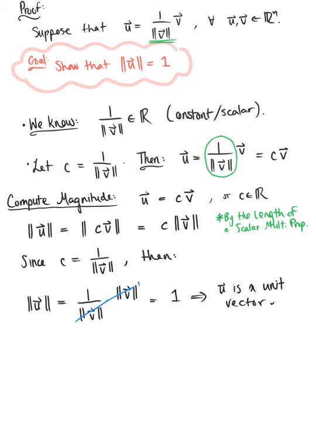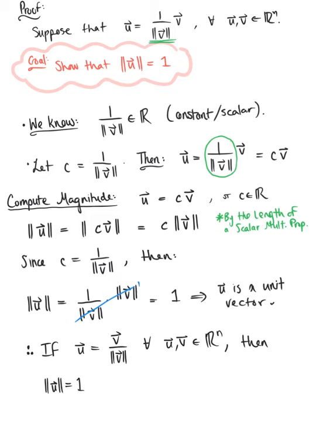Hooray! So our final conclusion. Therefore, if we define vector u as being equal to vector v divided by the magnitude of vector v for all vectors u and v in Rn, then the magnitude of vector u is equal to 1, and therefore u is a unit vector. Hooray! And so that completes our proof.